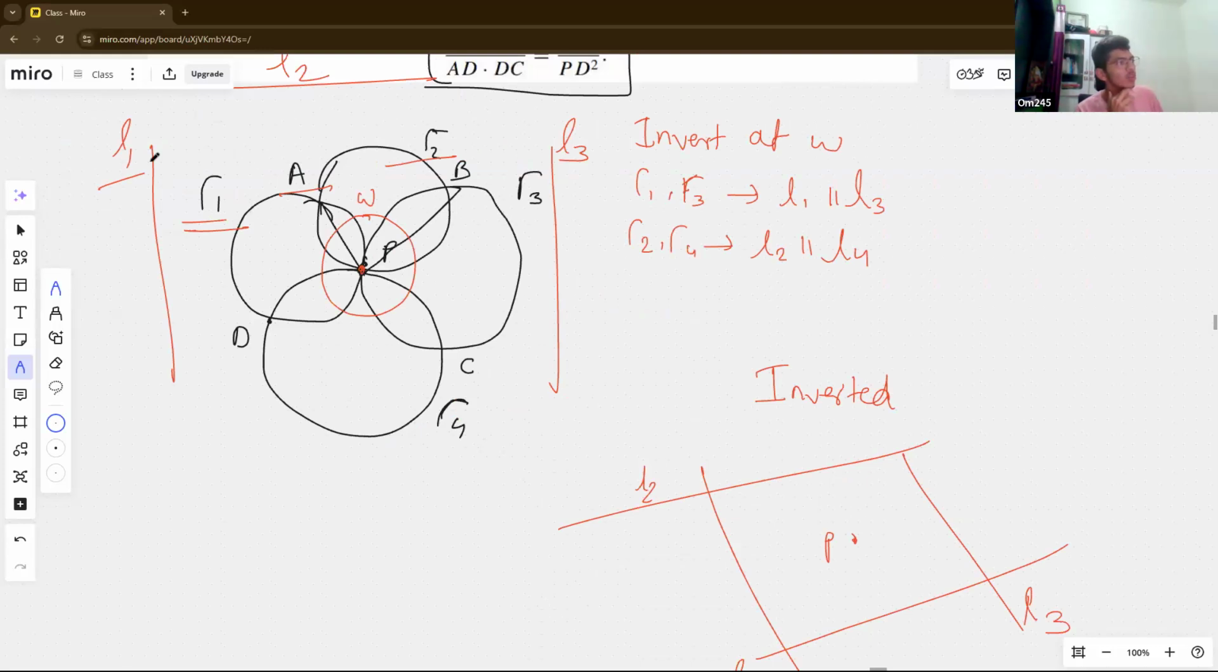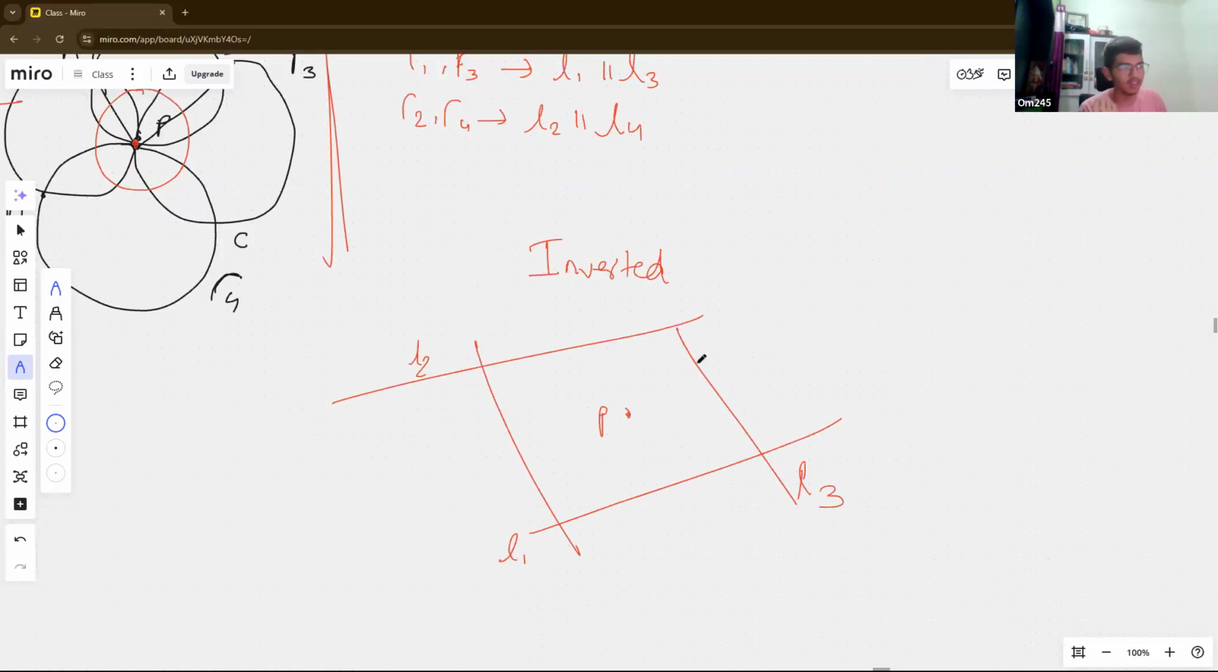No, this will be some external line, right? And this will be the other line. They will be parallel to the radical axis. Yes. Okay, now what is the intersection of L1 and L2? A dash. And this will be B dash, this will be C dash, this will be D dash. As many people mentioned, this will be a parallelogram because this is parallel to this.